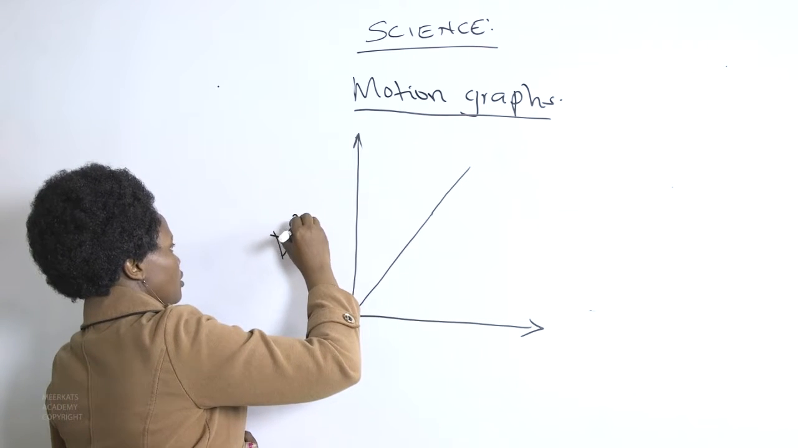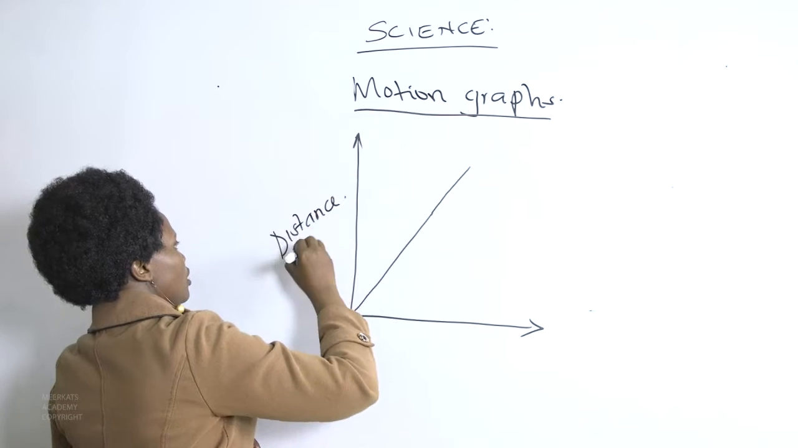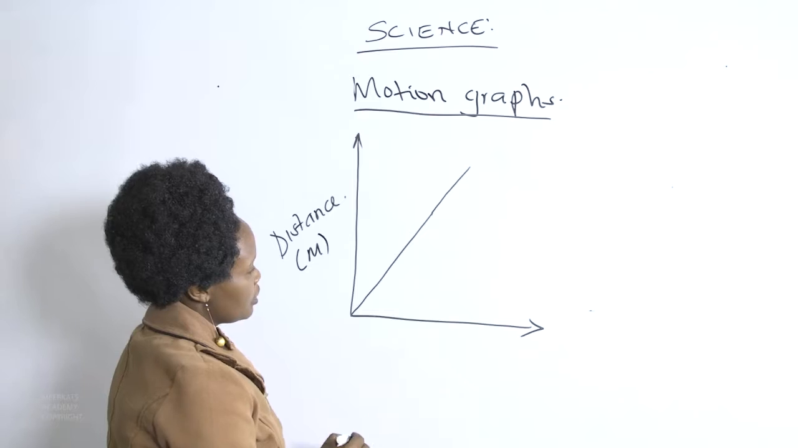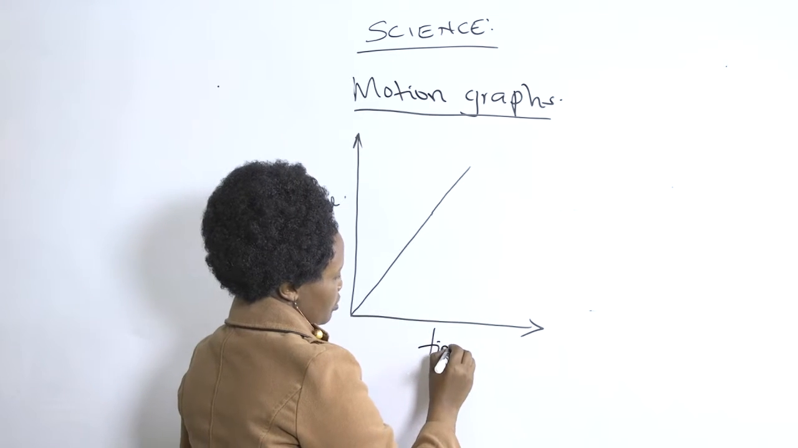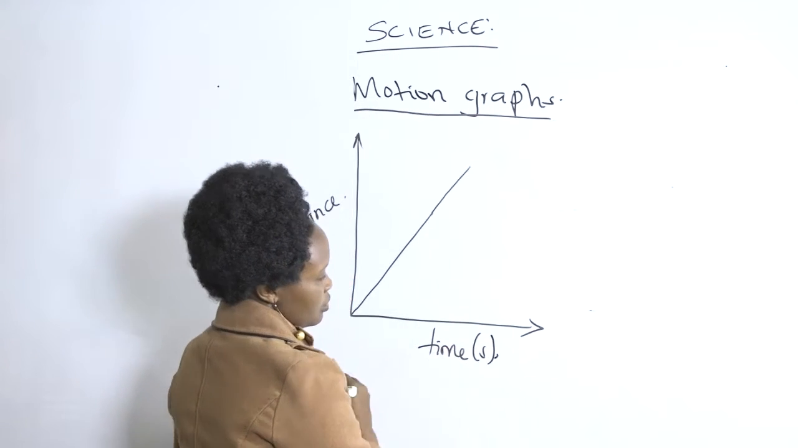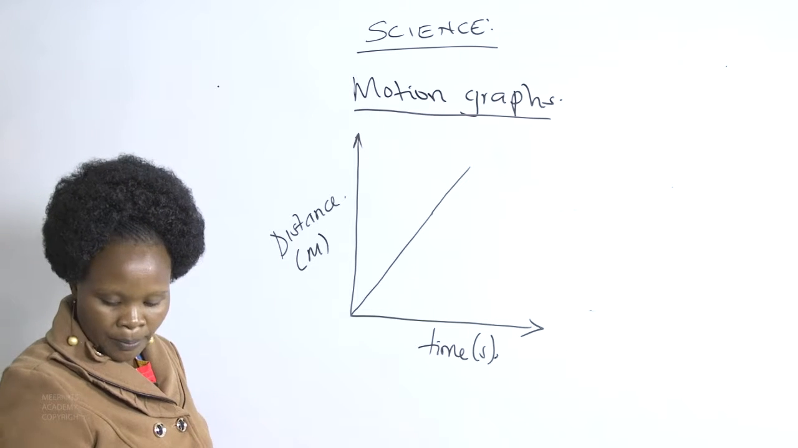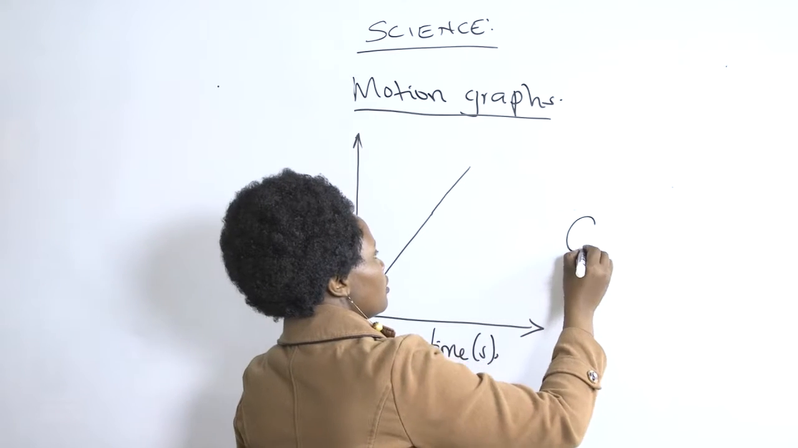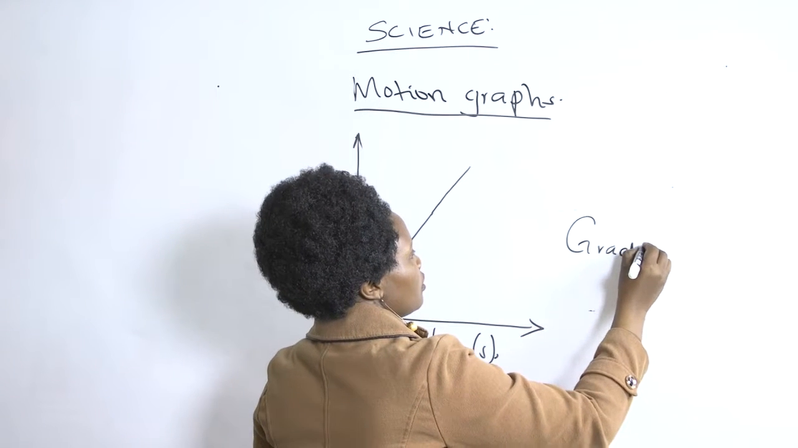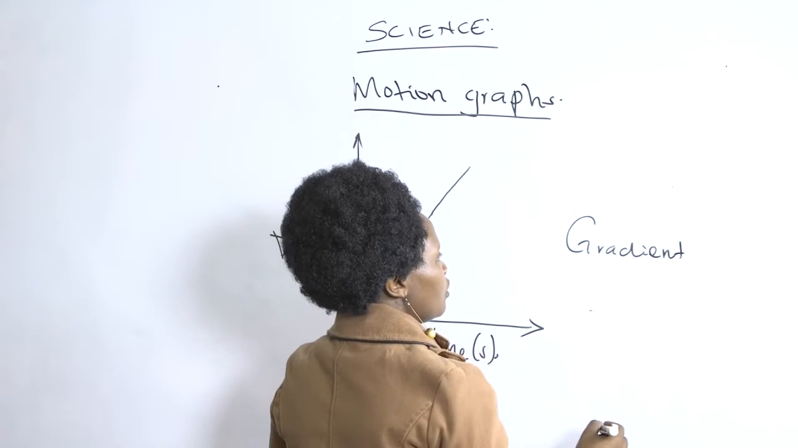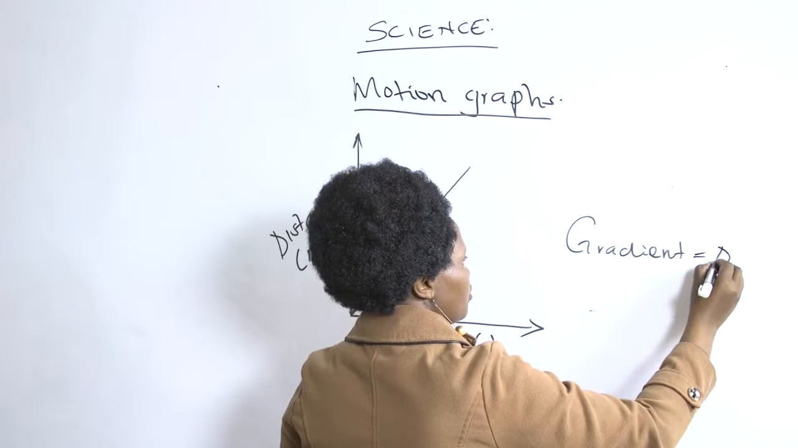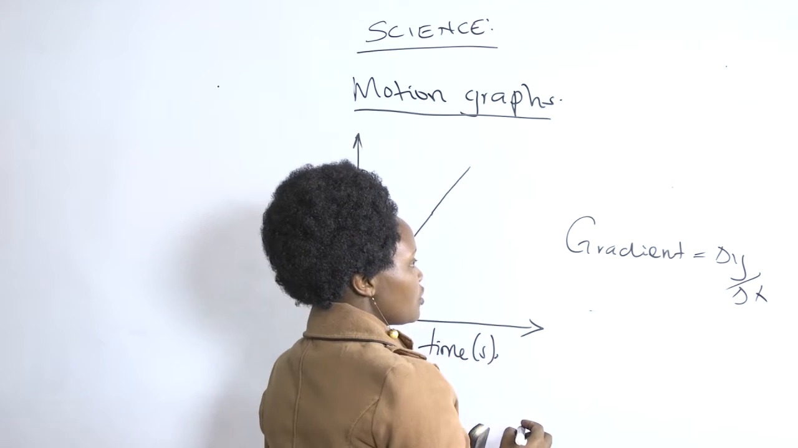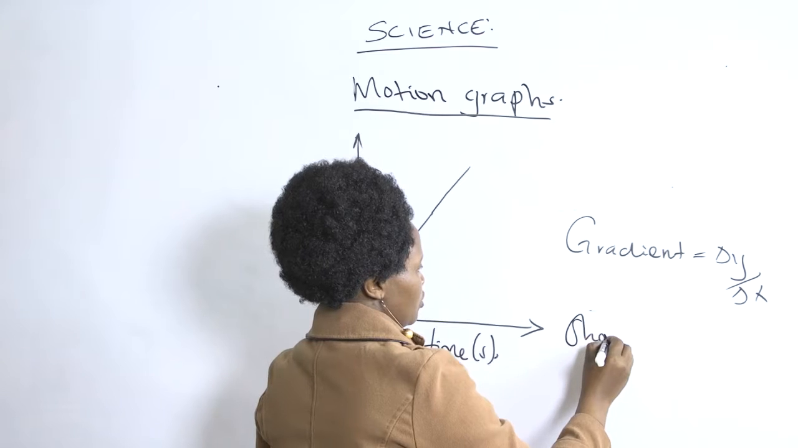Here again, we remember to show that we have plotted our distance in meters against time in seconds. Now, the gradient, which is given by change in y over change in x, should be constant.